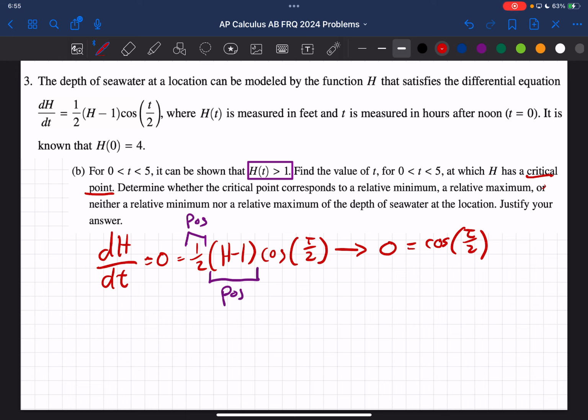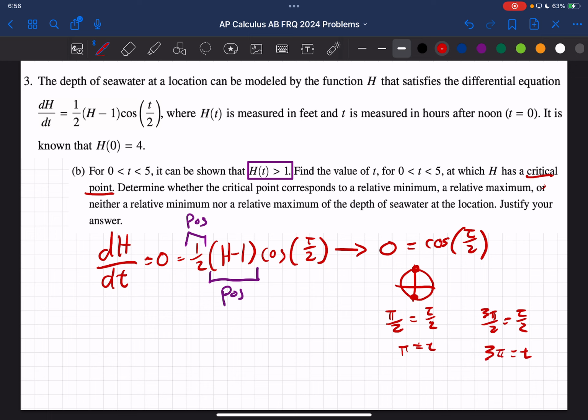Now cosine is 0, if we think about our unit circle, at 2 points, at pi over 2 and 3 pi over 2. And usually we only have to concern ourselves with those two values for the non-calculator portion. So that means we have pi equals t. We also have 3 pi equals t.